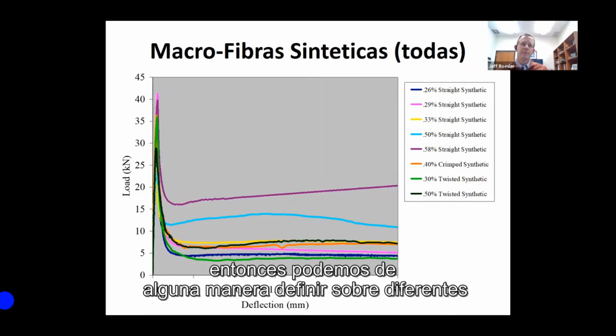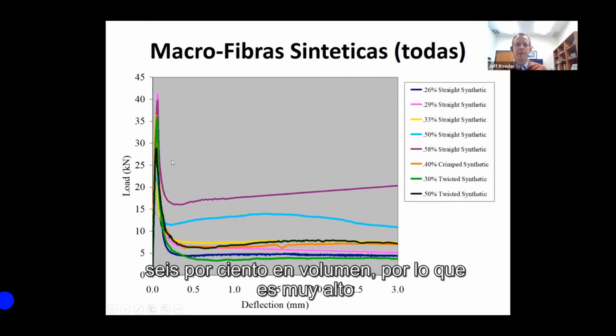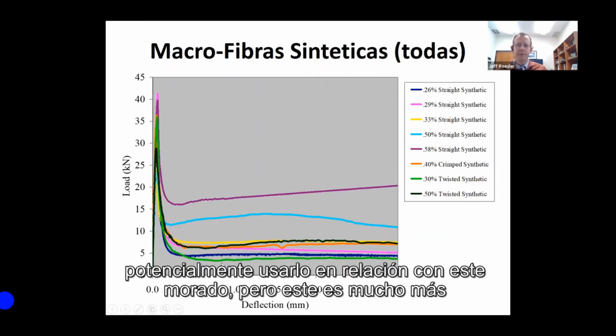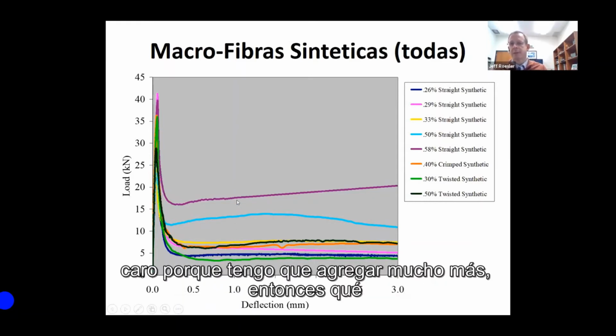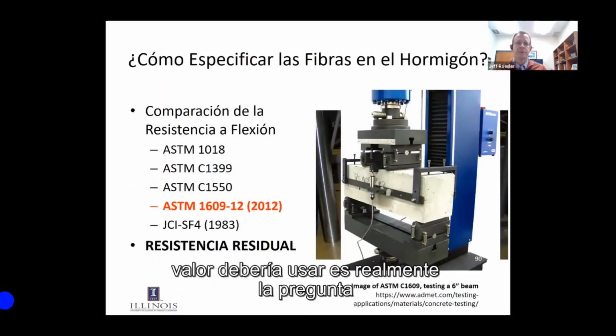And so we can tell that different types of fibers and volume fractions of fibers differ. For instance, this one here has almost 0.6% by volume, so it's very high, but this green one here has 0.3%. So it seems too low if I was going to potentially use it relative to this purple one, but this one is much more expensive because I have to add much more. So what value should I be using is really the question.